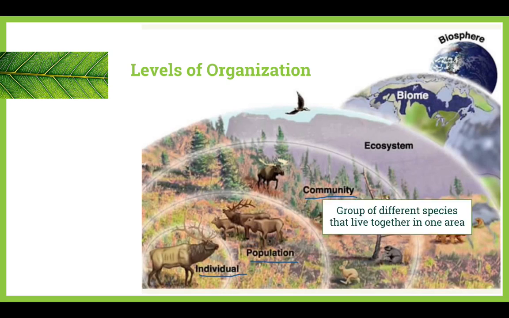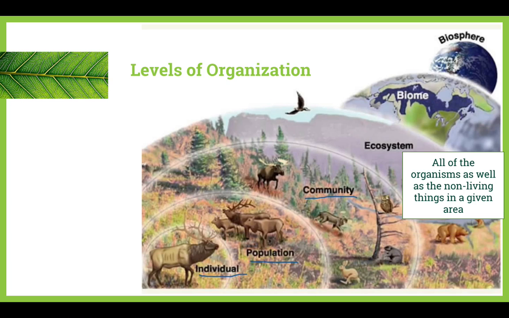The community would be a group of different species that live together in one area. So it wouldn't only be the number of gray squirrels, but it would be the number of rabbits, the number of humans, the number of foxes, the number of blades of grass, different species that live together in one area. It doesn't have to all be species of animals or species of plants. It includes both of those living together in one area.